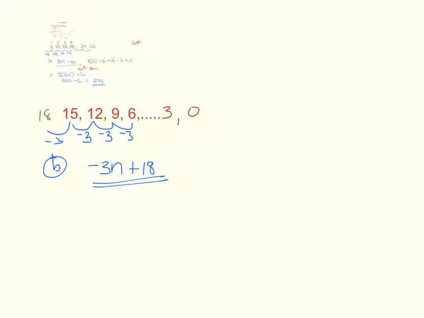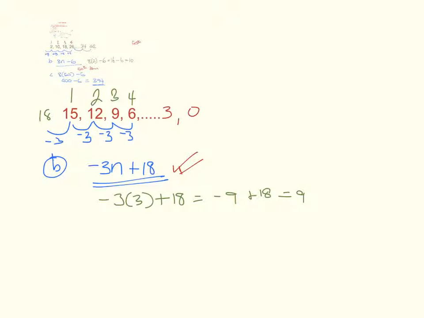Now, let's double check something. This is the first term, the second term, the third, the fourth, and so on. Let's try and make sure it does work. So let's try 3 this time, the third term. If I change this n to 3, I should get the number 9. So let's have a look and see. Minus 3 times 3 plus 18. Work this bit out first. Minus 3 times 3 is going to give me minus 9, plus 18, which does work out to be 9. So I know that my nth term is fine and it does work.